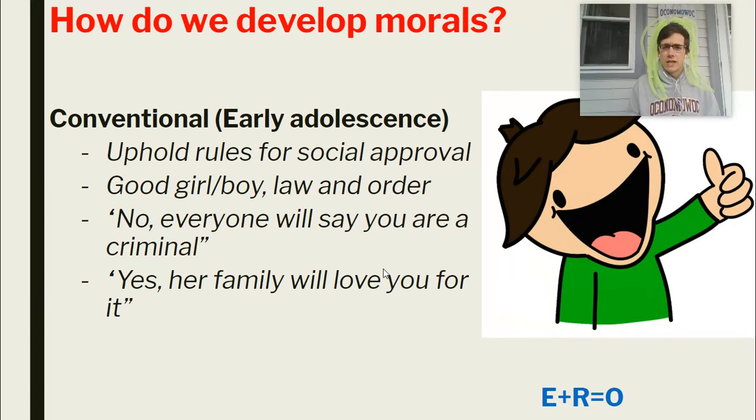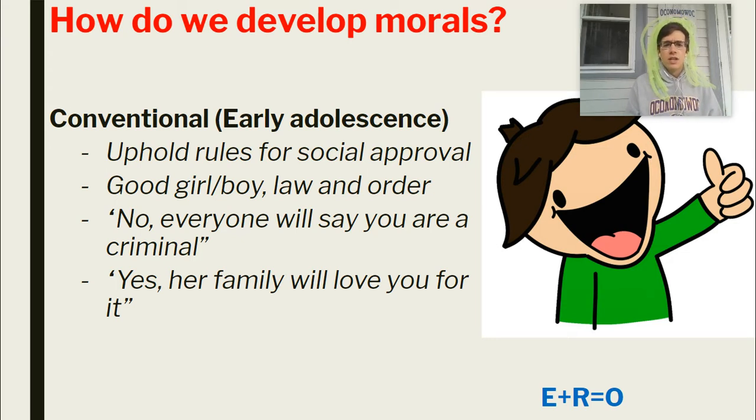Conventional is now early adolescence, and this is when you're starting to lose that egocentric view, and you're starting to realize that other people have their own perceptions of you. So conventional here, think about this when you're probably in middle school or intermediate school. 5th through 8th grade is very much when individuals are in conventional development of morals.